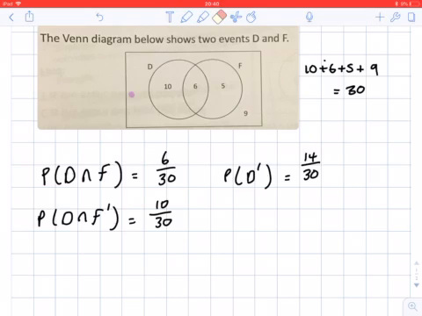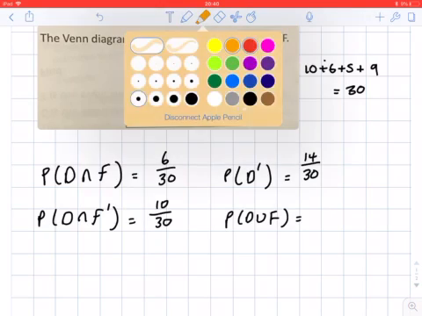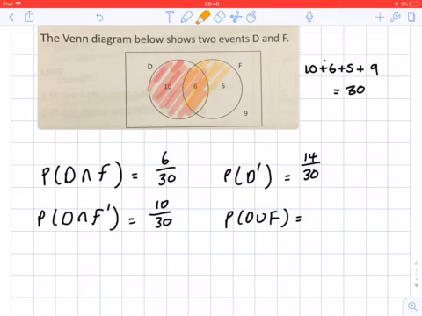And then finally, we're going to look at one more probability here. We're going to look at the probability of D ∪ F. So that's D or F. That's the union of D and F. So if I shade in D, and that's that circle there, and I shade in F, you can see that D ∪ F is anything that can occur in D or anything that can occur in F. So that would be the sum of 10, 6 and 5, which is 21 over 30.